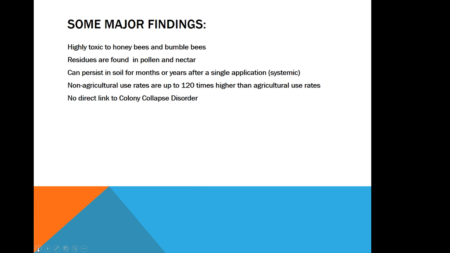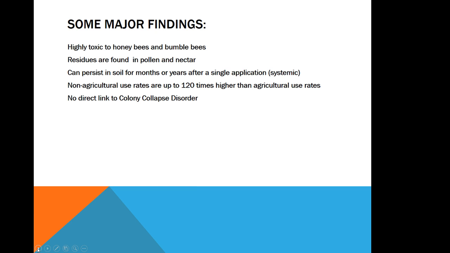As I mentioned in the previous slide, it was determined that there were a number of issues related to legal use of the product that may have contributed to the incidents. Number one, and which was no surprise to anyone, the products used were highly toxic to bees. Secondly, pesticide residues were detected in pollen and nectar samples. A major finding was that the pesticide can persist in soils for months or even years after a single application.